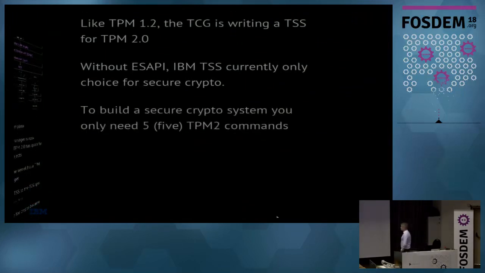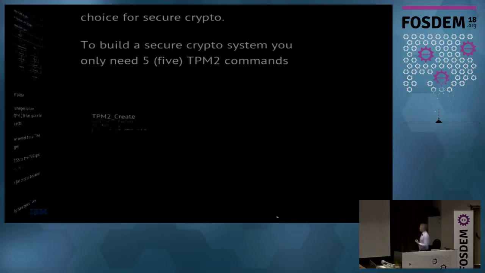So to build a secure crypto system, you actually need to understand only 5 TPM commands, which is useful. There are a couple of hundred TPM commands, but I can actually build a secure crypto system only understanding 5 of them, which means that the amount of even the command API I need to understand is fairly small. It's still rather complicated, but it is fairly small.